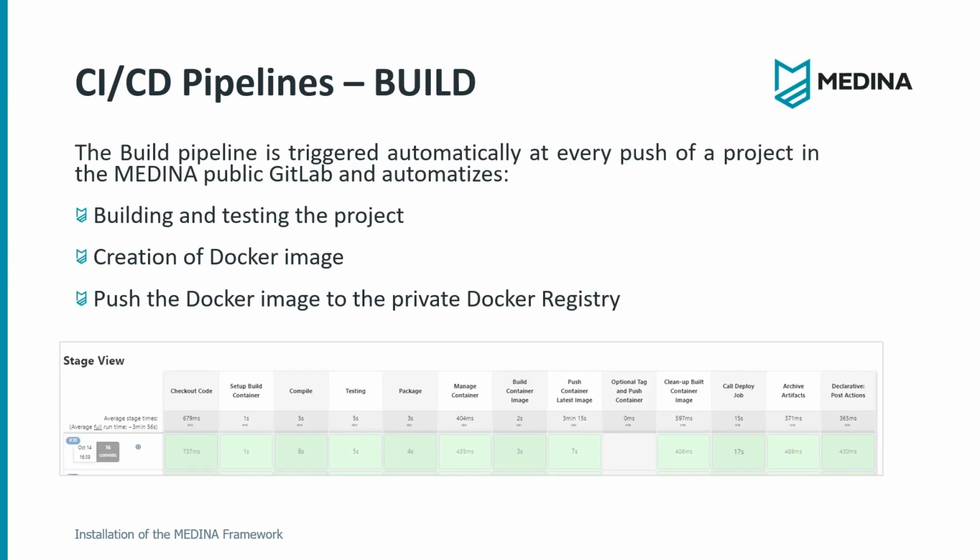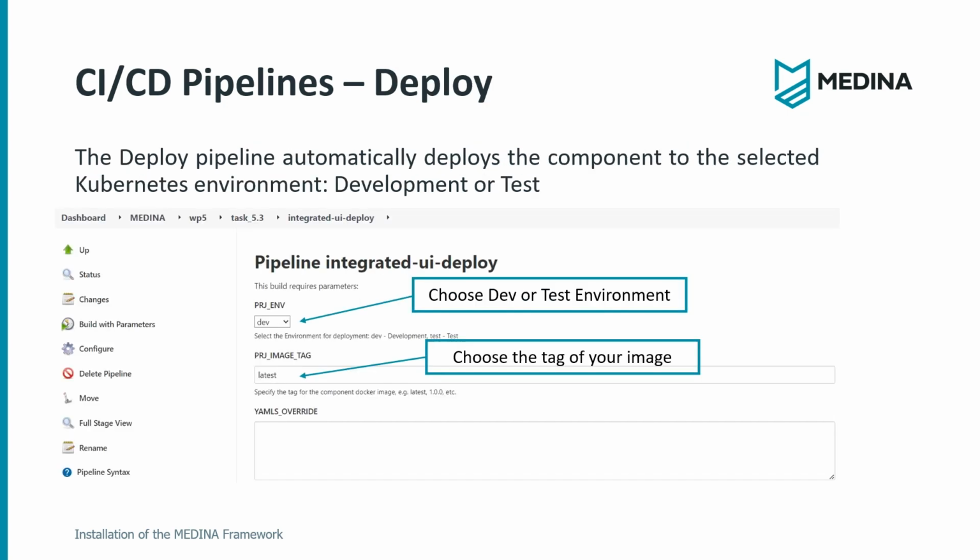The build pipeline is triggered automatically at every push of a project in the MEDINA public GitLab, and automatizes the build of the project, the creation of the Docker image, and its push on the Technalia Artifactory, the private Docker registry. By default, the image is pushed with the latest tag, but there is an optional phase to tag it differently. Then, if no errors occur, the deploy job is automatically called.